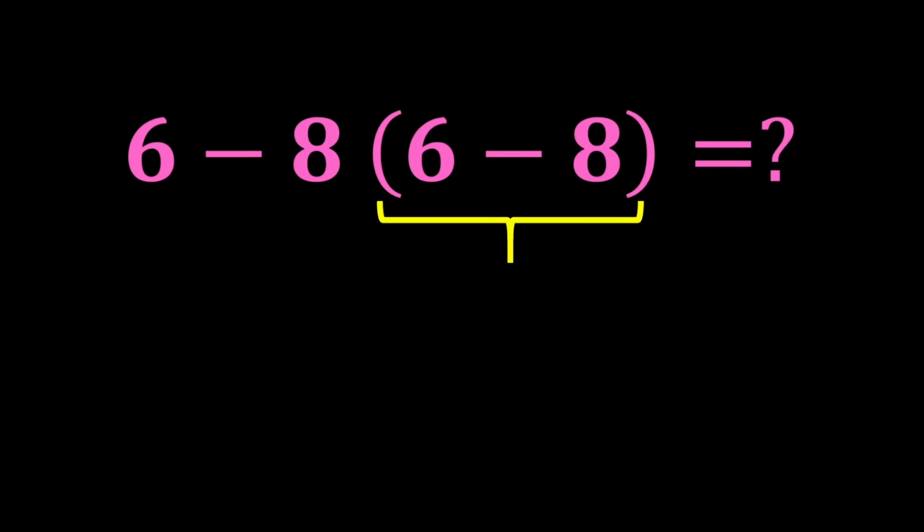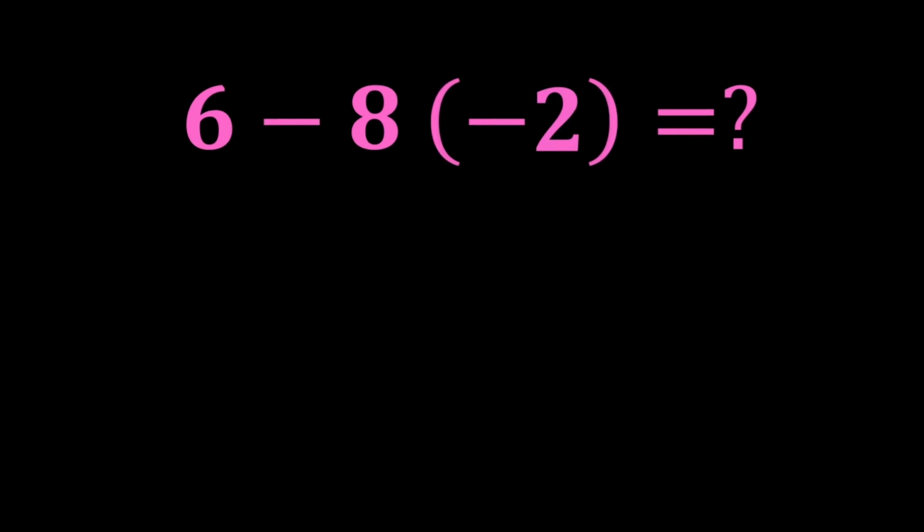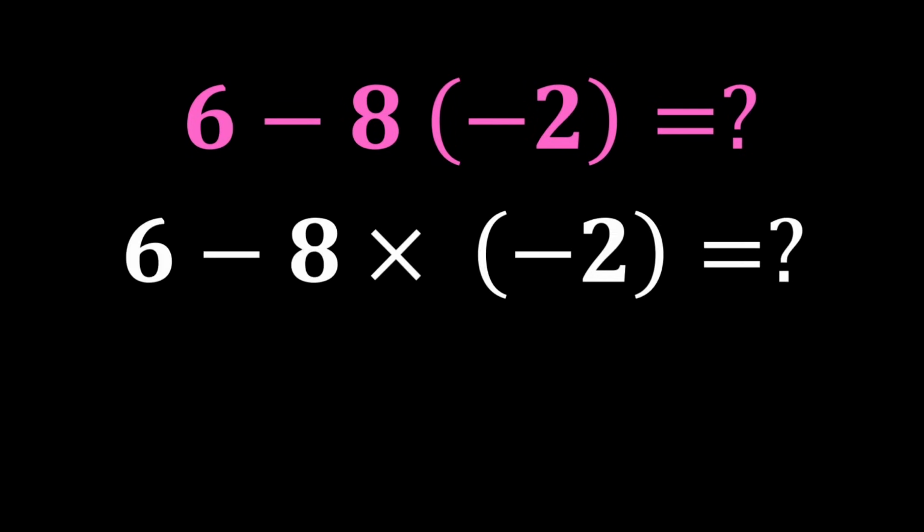According to PEMDAS, we first calculate the expression inside the parentheses. 6 minus 8 gives us negative 2. The expression becomes 6 minus 8 multiplied by negative 2. When a number is placed next to a parenthesis, it means that the number is multiplied by the expression inside the parentheses, and the multiplication sign is usually not written.